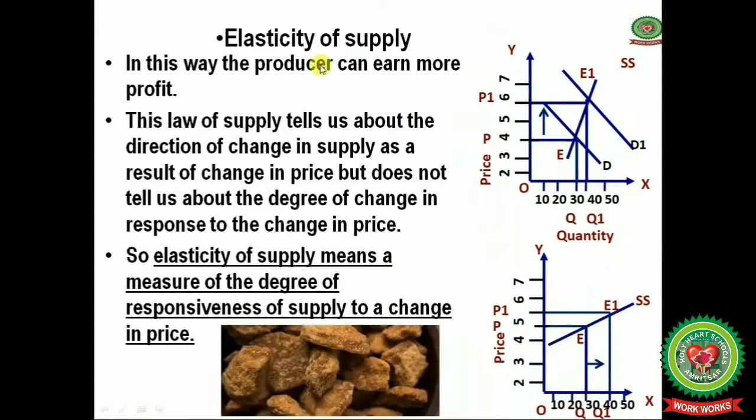Next one is, in the same way, the producer can earn more profit. This law of supply tells us about the direction of change in supply as a result of a change in price, but does not tell us about the degree of change in response to the change in price. So elasticity of supply means a measure of the degree of responsiveness of supply to a change in price.